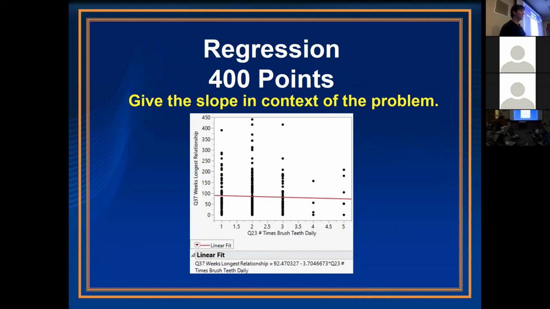Who's got the slope here? Did we do this one already? We didn't do this one already, did we? Who's got the slope in context? It's kind of sad, it's giving you life advice here. And Luke, this one's actually not statistically significant, so this is all random chance. Go ahead. For each additional time you brush your teeth daily, we expect your longest relationship to decrease by 3.7 weeks.